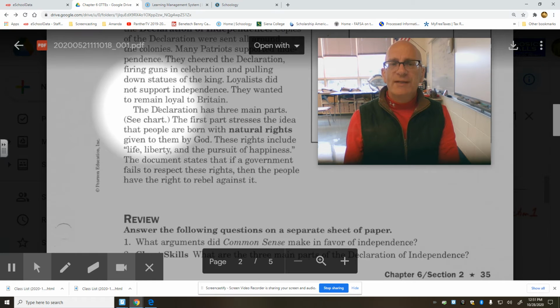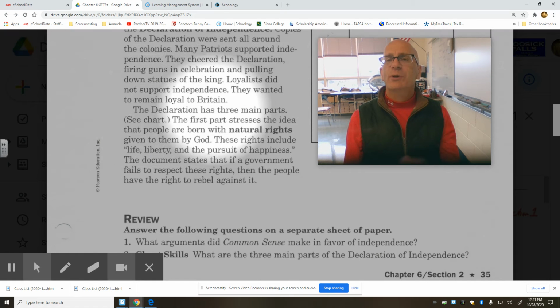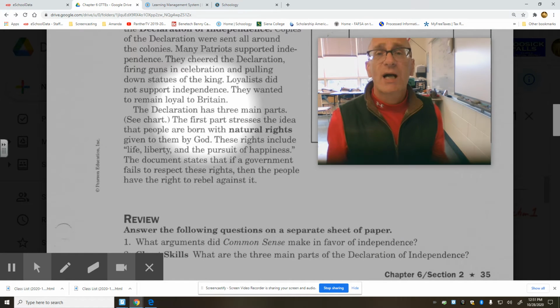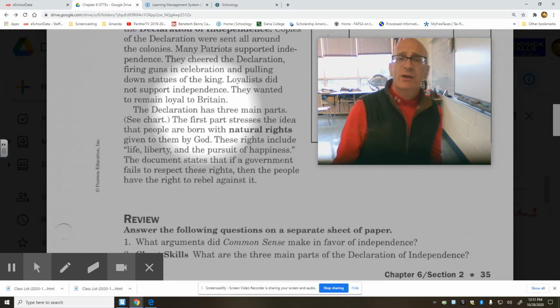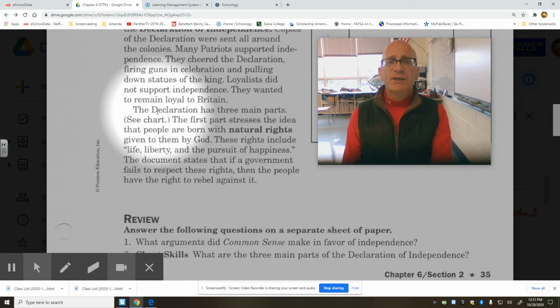Let's take a look at the Declaration of Independence, which has 3 main parts. It is not a very long document at all. I have a copy in the classroom in the back of the room on the wall that you can look at. It does consist of 3 main parts, and we'll take a look at those parts in the chart in a moment.